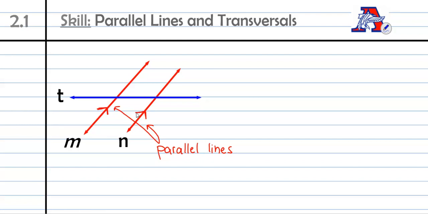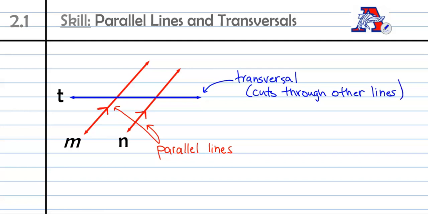And then this line T is called a transversal. What a transversal does is it kind of cuts through other lines. All right, and what happens when you have parallel lines and transversals is you end up with a whole bunch of different angle pairs, and that's what we're going to spend some time discovering in a moment here.